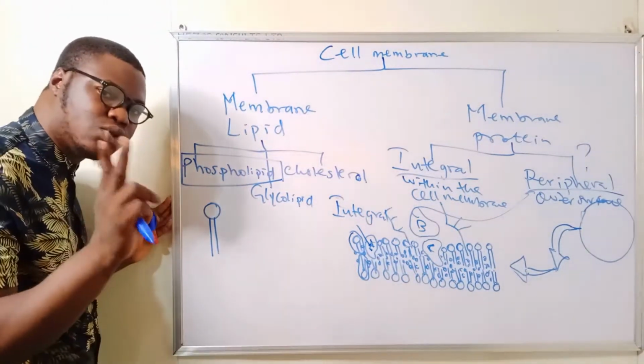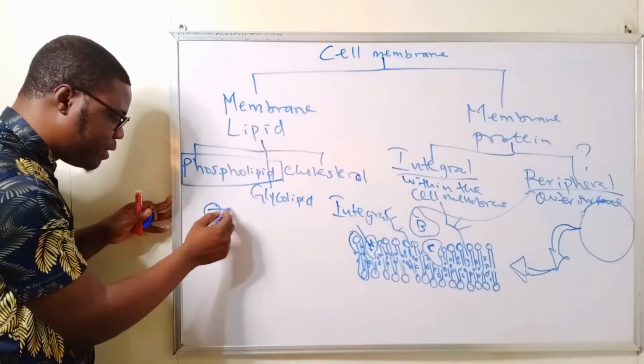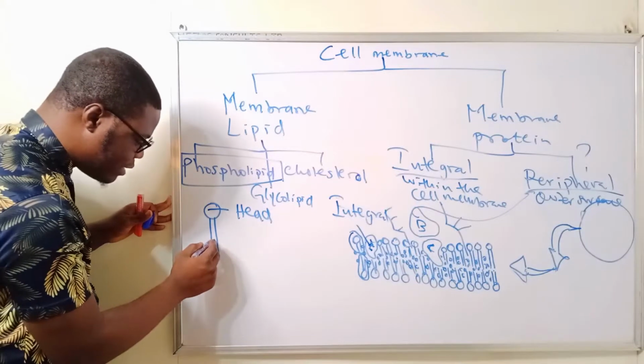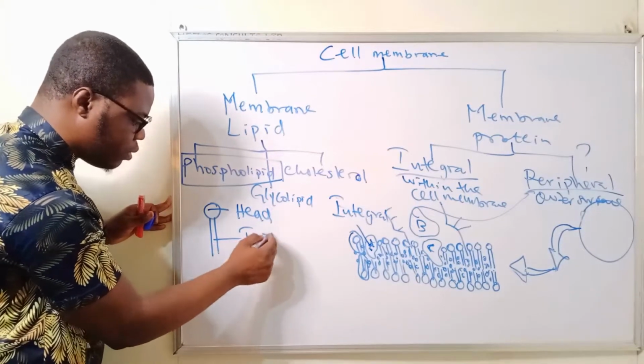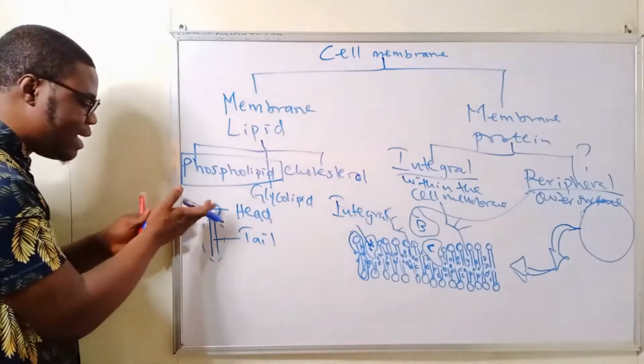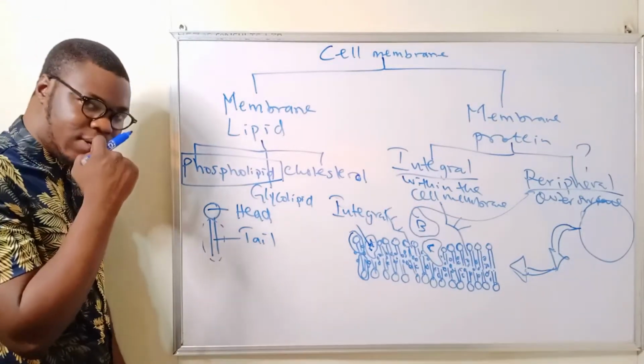And they have two parts. So the first part is this place. We call it the head. And this part is called the tail. So these two things, they are the tail. Are we getting that? Now this head and this tail, they have their own characteristic.